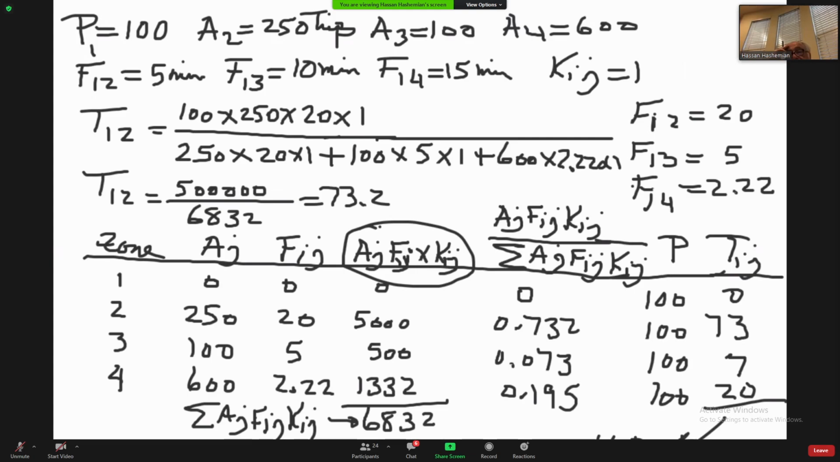All right. Any questions on this? So this is example 9-1. All right. Now you have a homework to do, which is using this gravity model. Your homework is 9-2. It's at the end of your chapter, number 9-2. You have to do it.